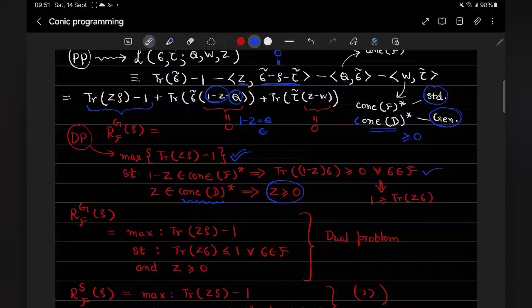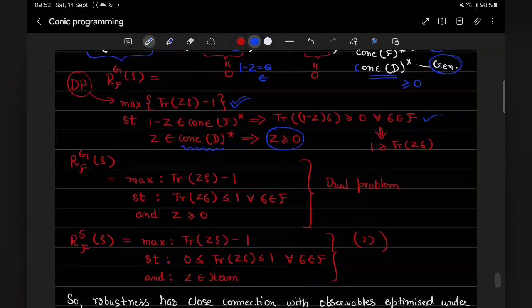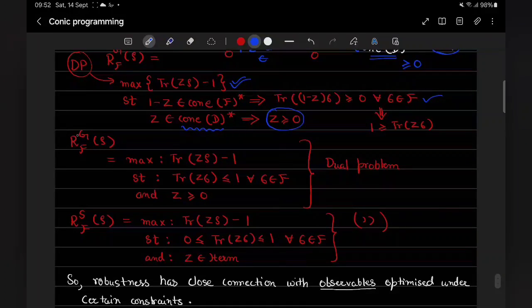This is because the cone of D, the cone of the set of density matrices, is positive semi-definite matrices, and the dual of a positive semi-definite matrix, which I have discussed in a previous video, is a positive semi-definite matrix. So this gives us the generalized robustness: an optimization problem, a maximization over this particular value subject to two constraints like this.